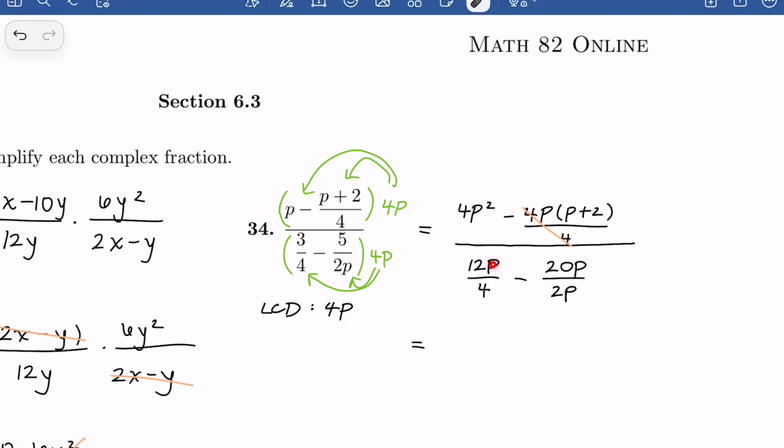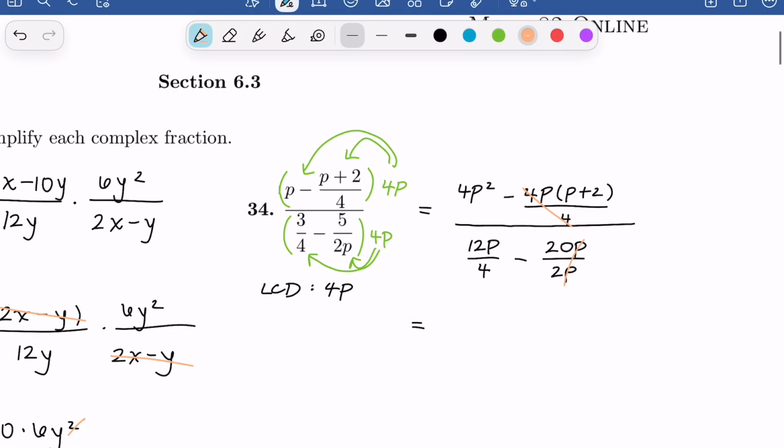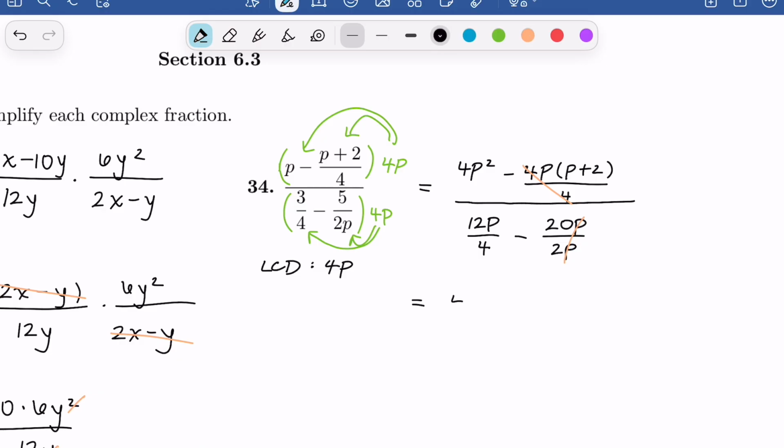Similarly here, we have 12p divided by 4. Well, 12 divided by 4 is 3. Then we have 20p in the numerator and 2p in the denominator. Again, these p's can cancel, and we know 20 divided by 2 is 10. So in this one step of multiplying by the LCD, we got rid of these fractions. So we'll go ahead and write that out in our next line here. 4p squared is going to stay as is, but this is going to turn into p times p plus 2. That's all that's left over when we cancel out those fractions.